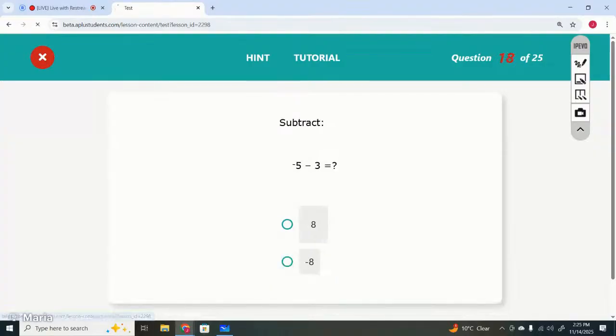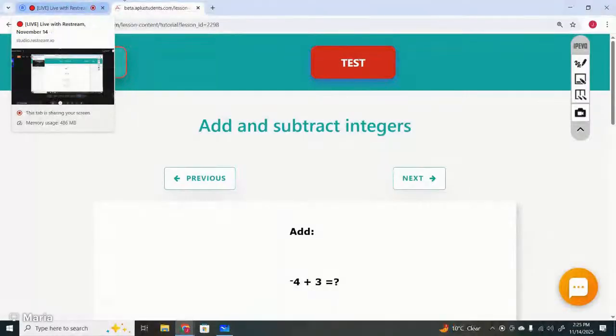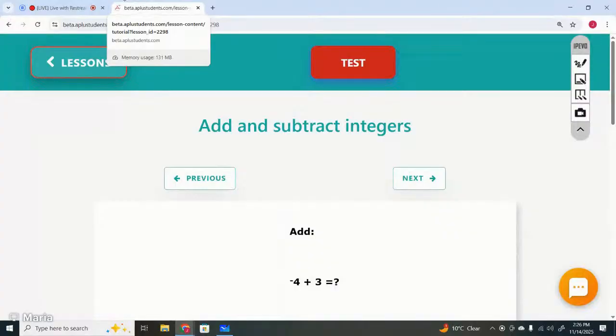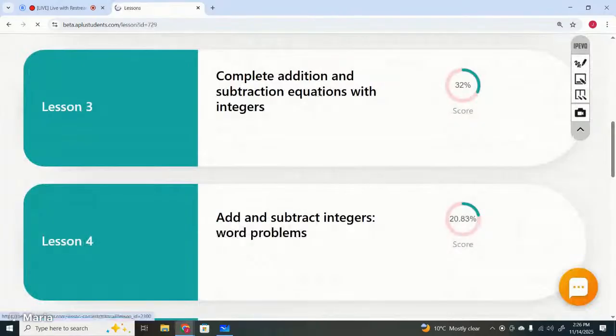Okay, you can complete the lesson by yourself later today. Let me just move on to the next lesson. The next lesson is complete subtraction equations with integers.